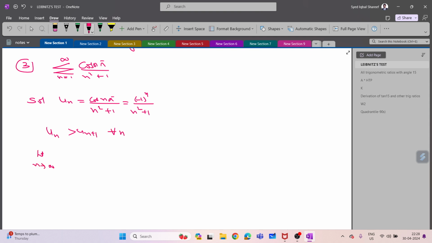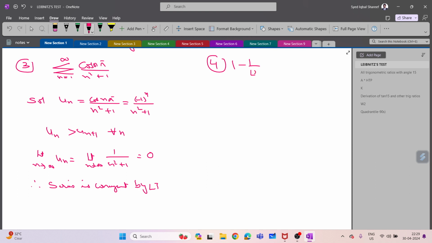Now the first condition of Leibniz theorem is over. The second: limit n tends to infinity un, which is 1 by n square plus 1, equals 0. The minus 1 to the power of n is for alternating. The series is just 1 by n square plus 1. So the series is convergent. Therefore, the series is convergent by Leibniz test.